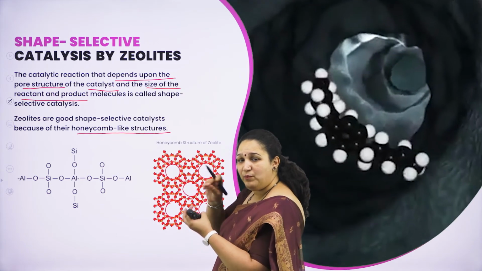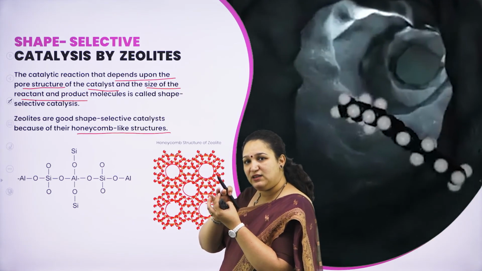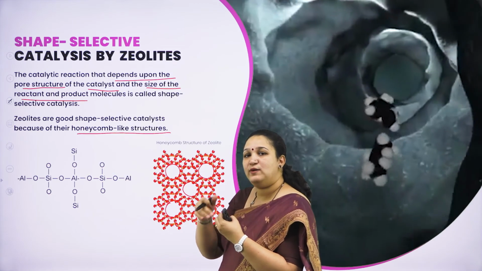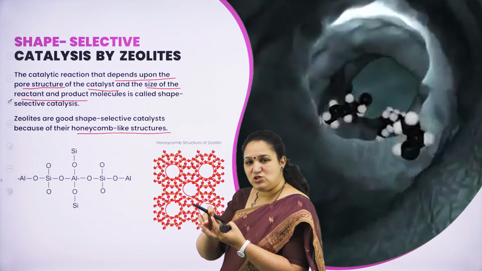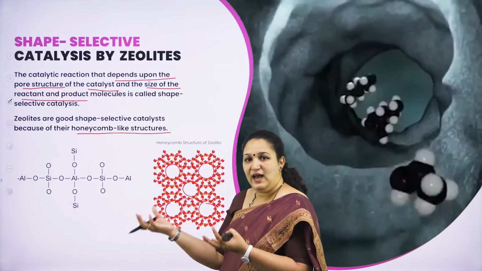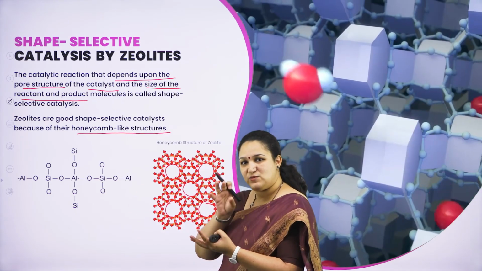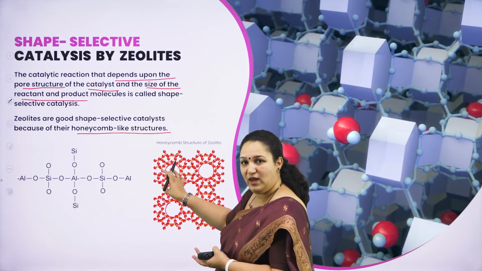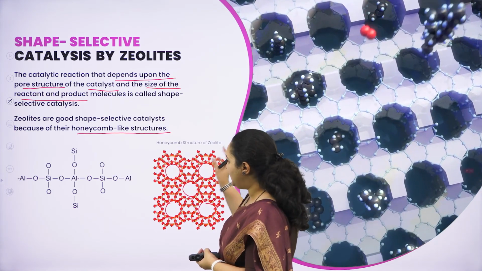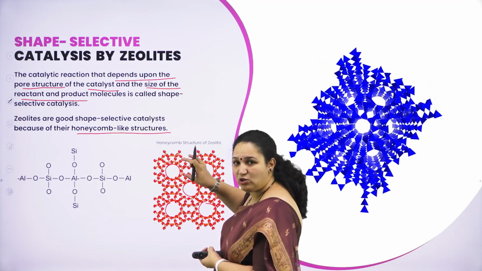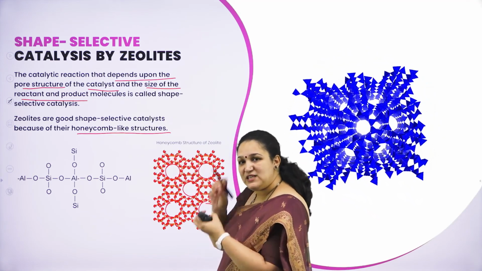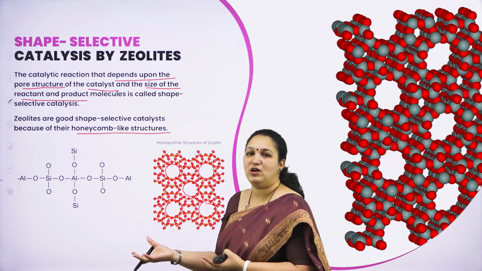As they are going, because of the depressions in the cavity, cracking can happen and you will get the product. The product will be smaller in size so that it can come out very easily, and the reactant will be of exact size where it can fit into the cavity. I hope you understand. The reactant will fit into the cavity or the pore, and the product will be smaller in size so that it can come out very easily.